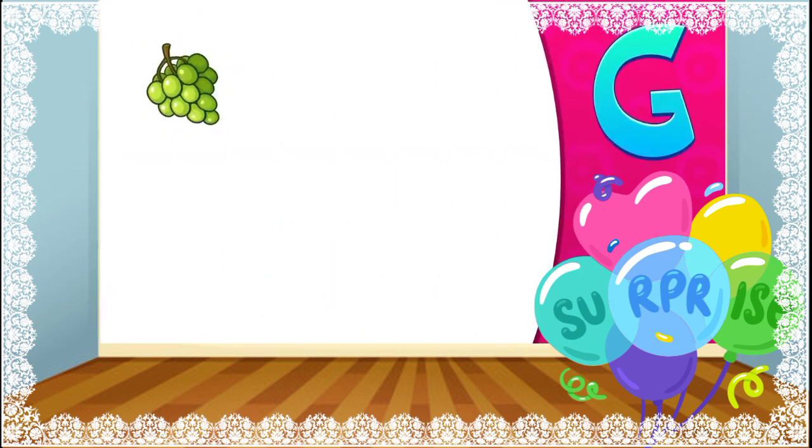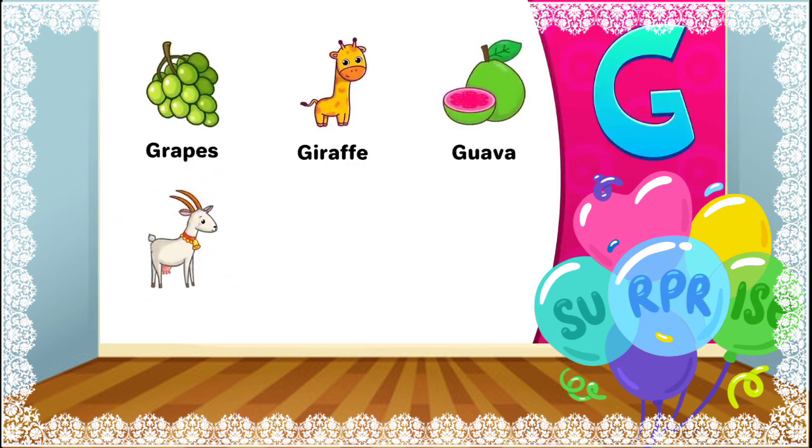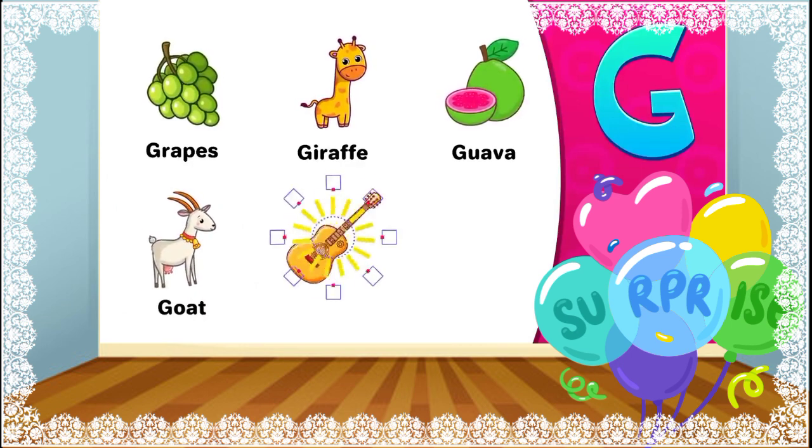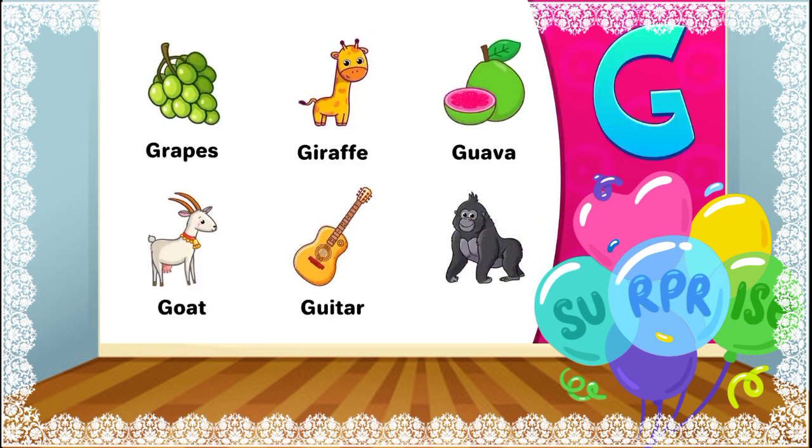G is for grapes. G is for giraffe. G is for guava. G is for goat. G is for guitar. G is for gorilla.